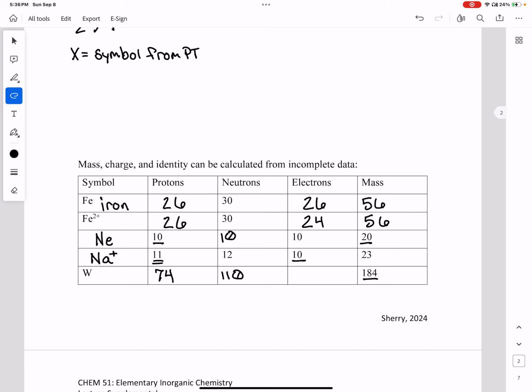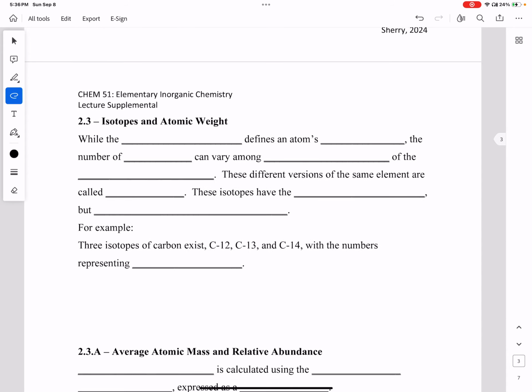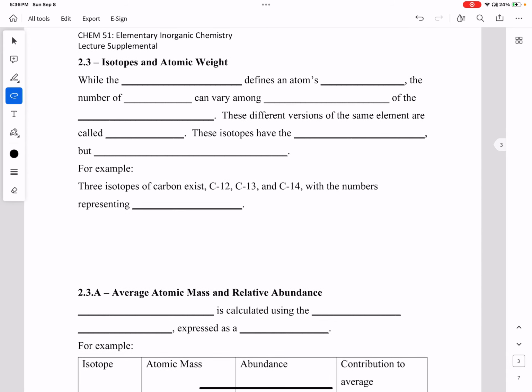Last thing, I'm going to notice that my tungsten is neutral, so that means I must have 74 electrons to balance out the protons. These different versions of these atoms are called isotopes. The number of protons defines an atom's identity.